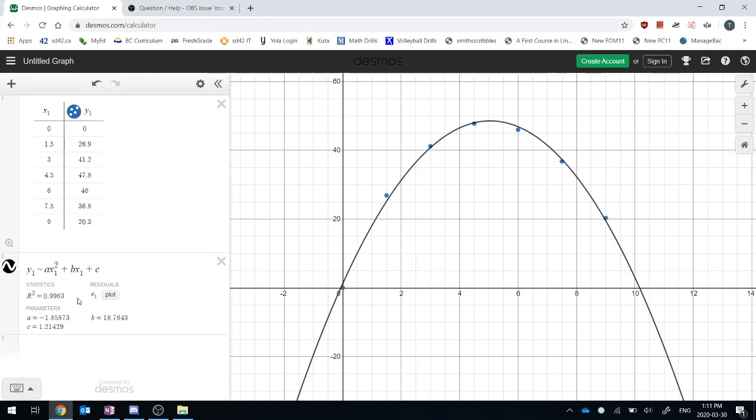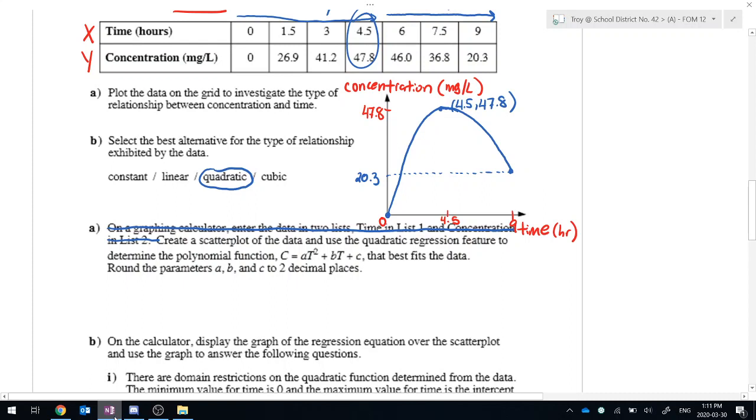So let's hop back into the notes here. You can see that the question, instead of using y, used c for concentration. Instead of using x, it used t for time. That's fine. So just to copy down and to round to 2 decimal places like the question was asking us to do, we had an a value of negative 1.89, which makes sense because the quadratic opens down. We had a b value of 18.76 and a c value of 1.21.